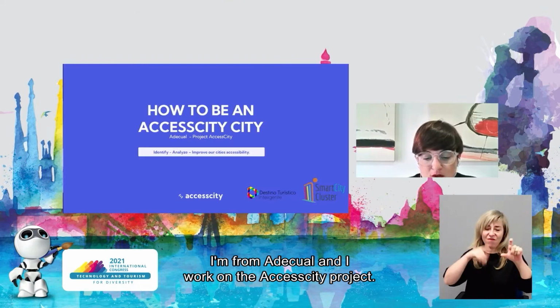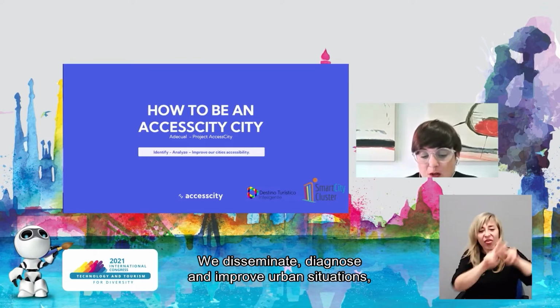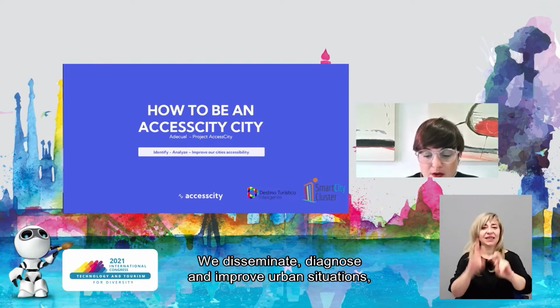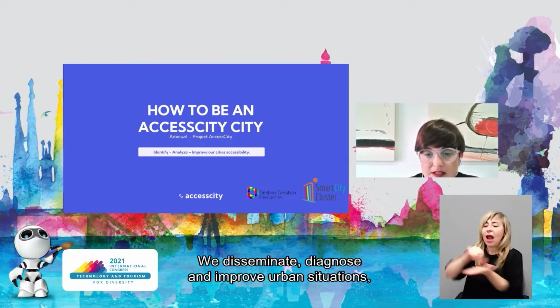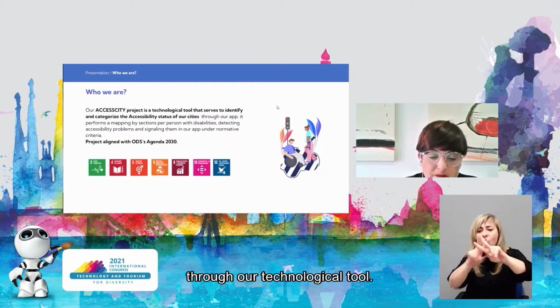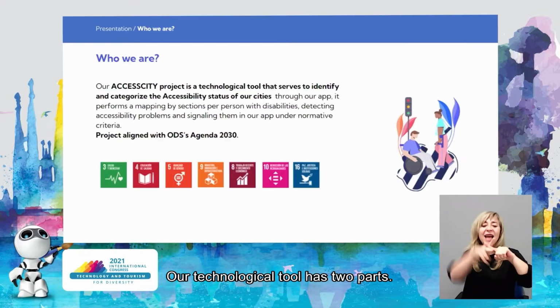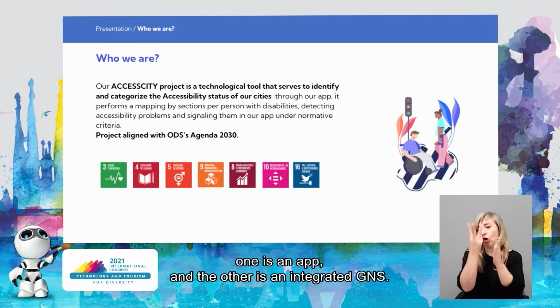My name is Virginia Real. I'm from the company called Adequal, and I work on the Access City project. We disseminate and provide diagnosis and improve urban situations through our technological tool. Our technological tool has 2 parts. One part is an app, and the other is an integrated GNS.